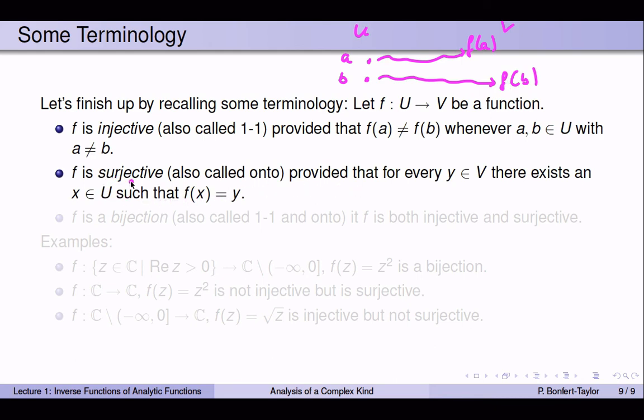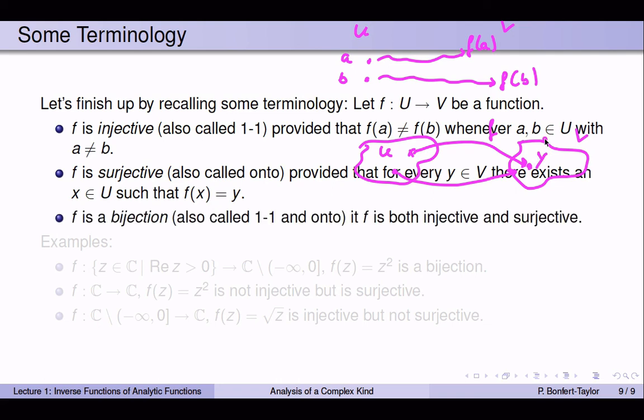F is surjective, also called onto, provided that no matter which v you start with, you can always find some value in u that is mapped under f to that v value. In other words, every value in v is hit by some x value. It could be hit by more than one x value, but there's at least one x value that is mapped onto this y value. F is a bijection. We also say it's one-to-one and onto if it is both injective and surjective.